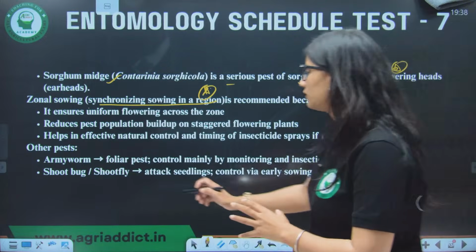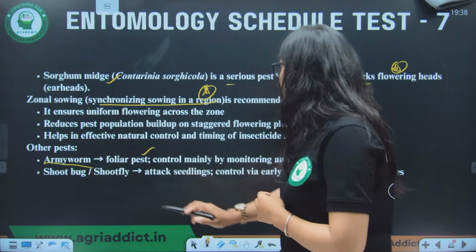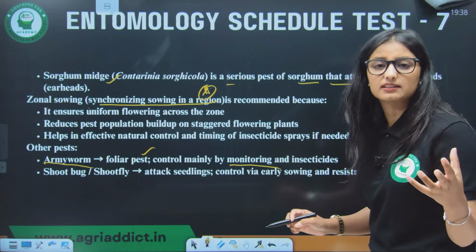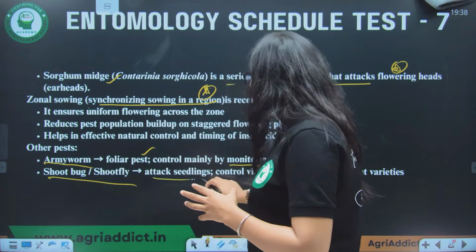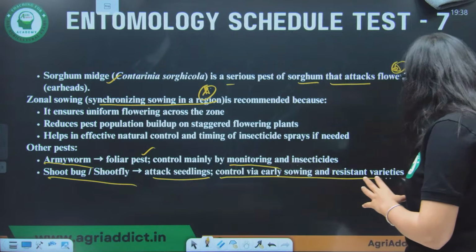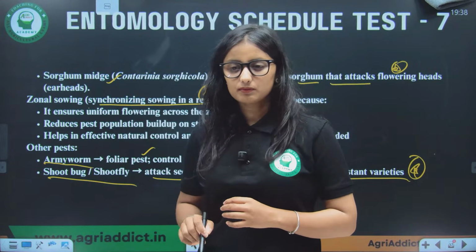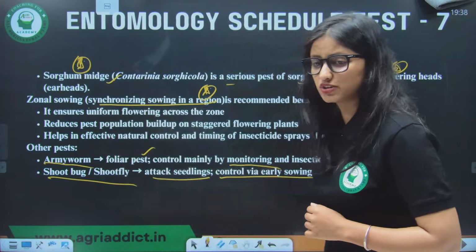What about other options? Armyworm. It is a foliar pest, controlled mainly by monitoring and by spraying insecticides. What about shoot bug and shoot fly? They attack seedlings, controlled by early sowing and resistant varieties. Okay, so what is the correct answer? Sorghum midge, zonal sowing.